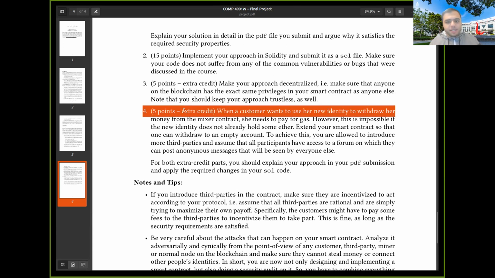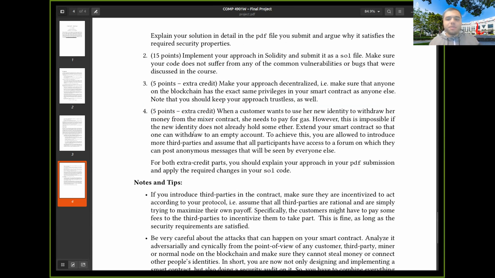So normally that would be fine. But in this extra credit part, I want you to solve this problem. I want you to make sure that I can get my money even if I don't have any money in my second account, even if my second account cannot pay for gas. Okay? So I want you to find a protocol and a solution that does this. And again, here you can introduce even more third parties. But again, you can do this, but you have to do it in a trustless manner. We don't trust anyone in these contracts. And we just assume that everyone is an attacker.